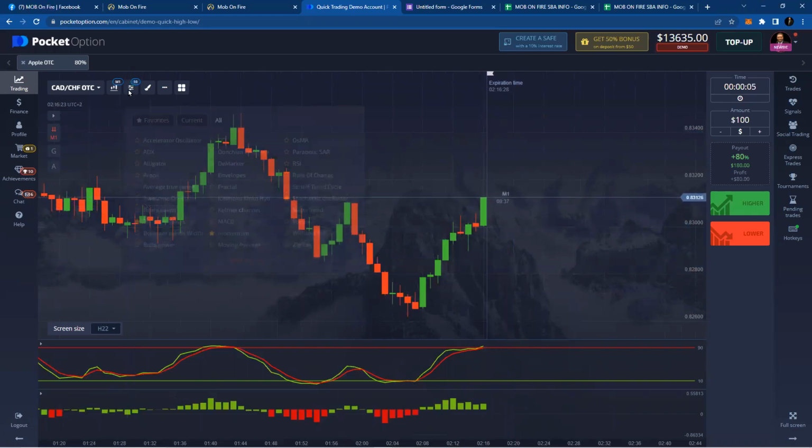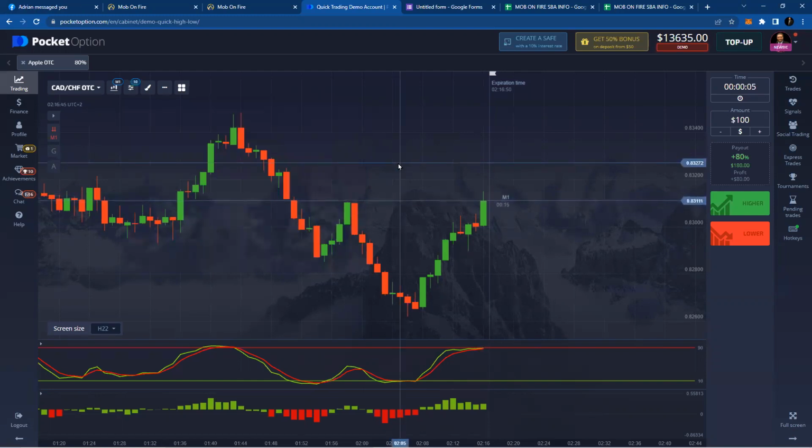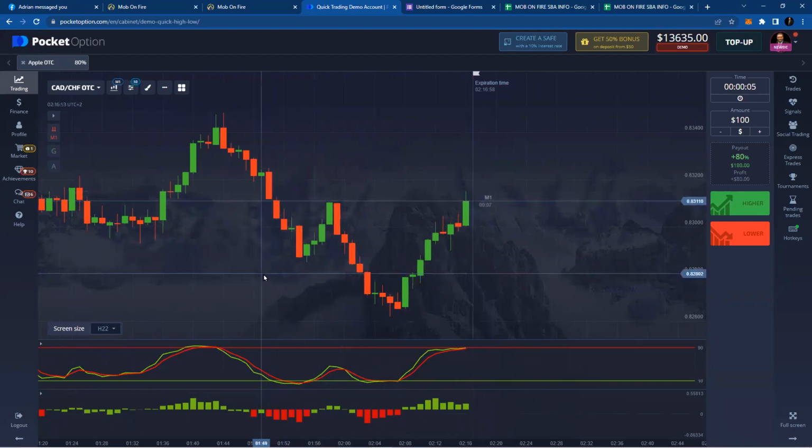All right. Next button over here is going to be your indicators. As you can see on this list, I only have 3 indicators highlighted: Bollinger Band, momentum, and a stochastic oscillator. Those are the 3 indicators that I'm going to teach you today. All right. Now, first thing that you need to understand when you're trading is support and resistance. And that's what I'm going to cover next.